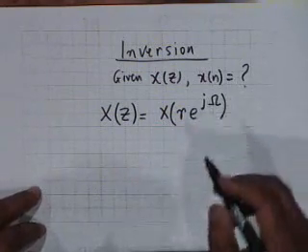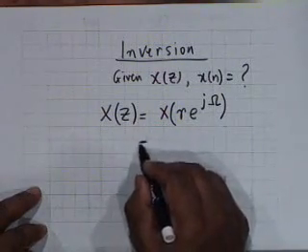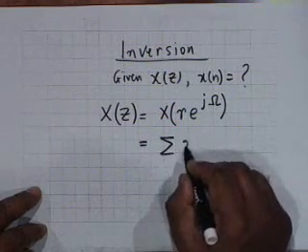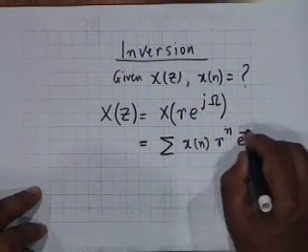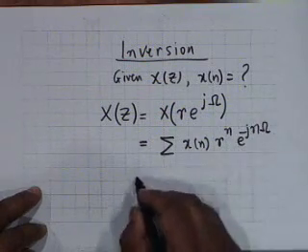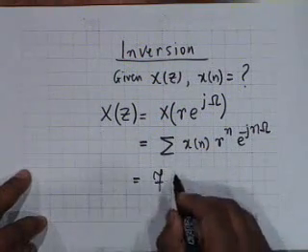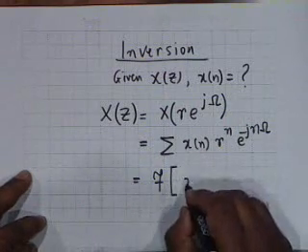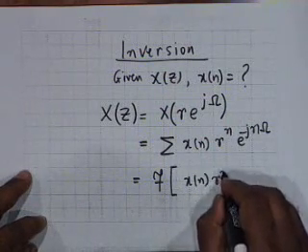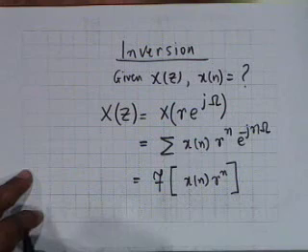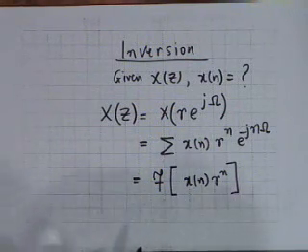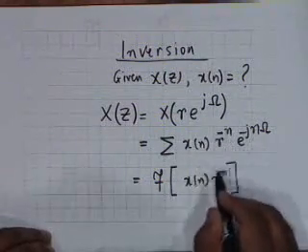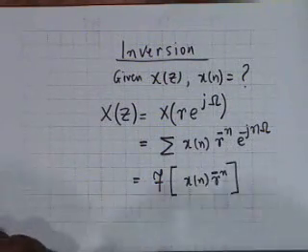Okay. This is r e to the power j omega, and by definition, this is summation x of n r to the n e to the power minus j n omega. And we said that this obviously is the Fourier transform of x of n r to the power n. Have I made a mistake? Minus n, r to the power minus n.